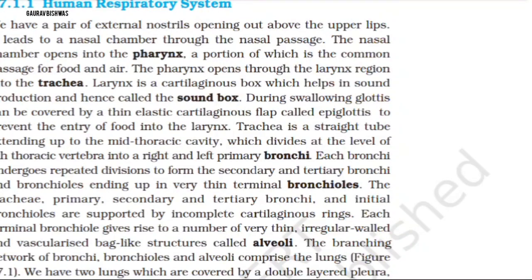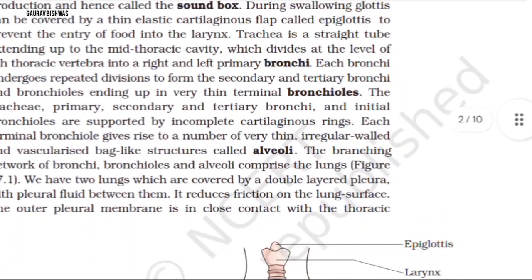Each bronchus undergoes repeated division to form the secondary and tertiary bronchi and bronchioles, ending up with very thin terminal bronchioles. The trachea, primary, secondary and tertiary bronchi, and initial bronchioles are supported by incomplete cartilaginous rings. Each terminal bronchiole gives rise to a number of very thin, irregular-walled and vascularized bag-like structures called alveoli. The branching network of bronchi, bronchioles and alveoli comprises the lungs.